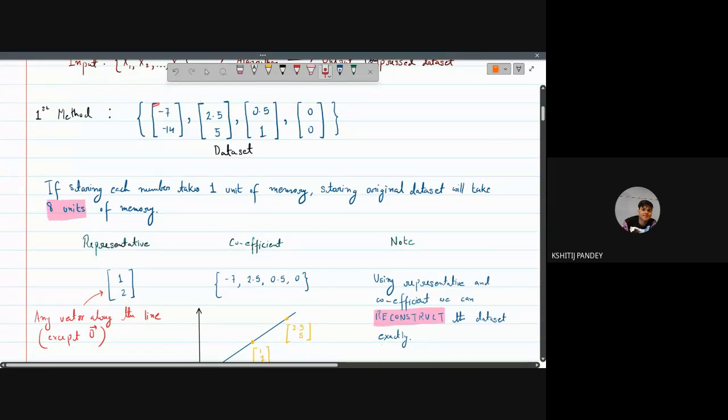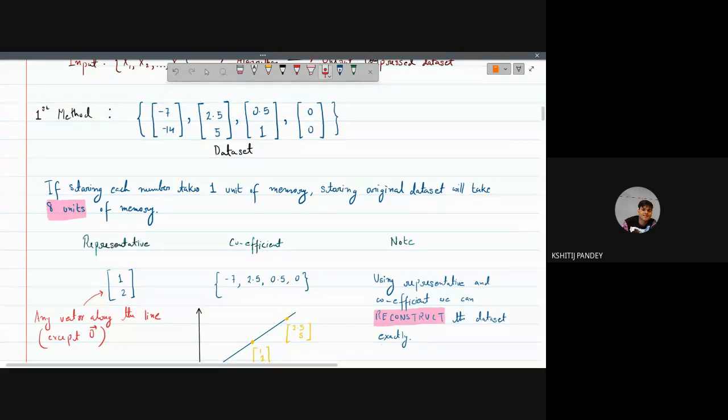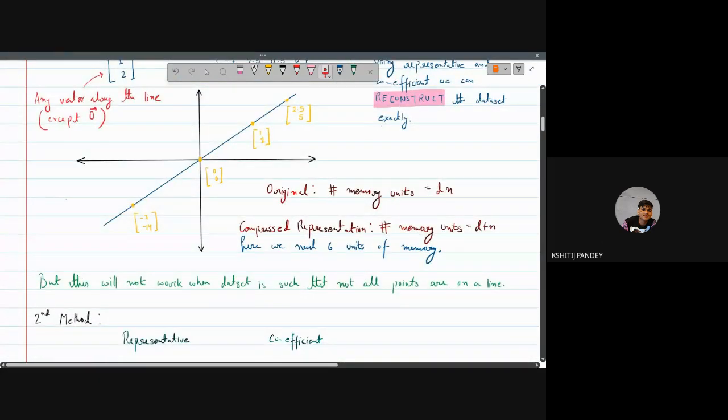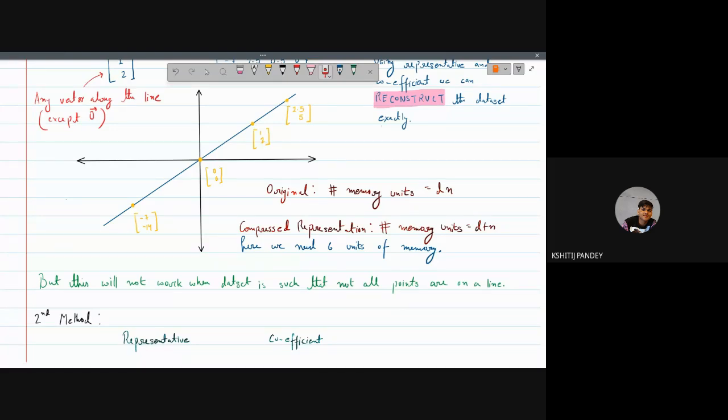Here the data is in R2 and you have 4 points. So 4 into 2 equal to 8. That is 8 numbers you have to store. Simple. Now with this method of representation, we just have to store d.